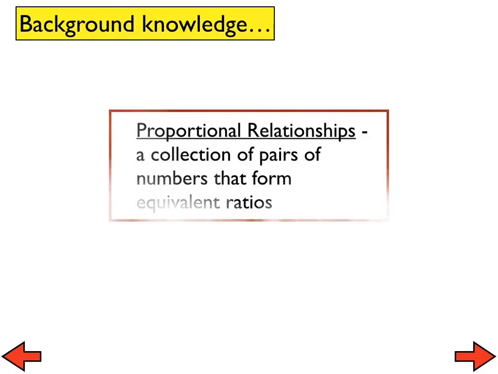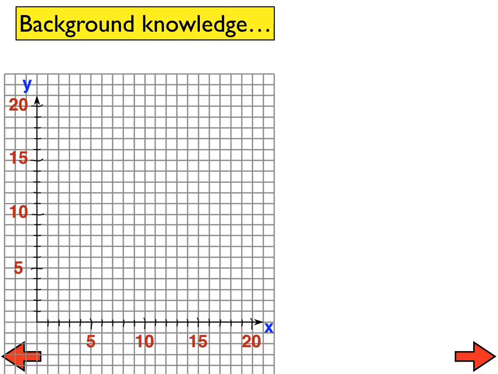Proportional relationships, write this down as well. It's a collection of pairs of numbers that form equivalent ratios. And we want to look at a graph to see if it's proportional or not. But before I do that, I need to review with you 5th and 6th grade skills here, because I learned last period that a lot of you forgot how to plot points.